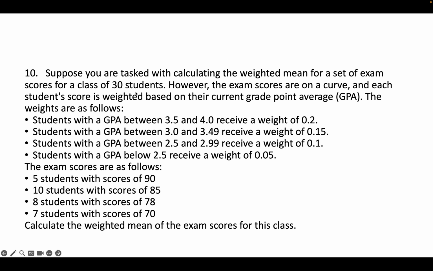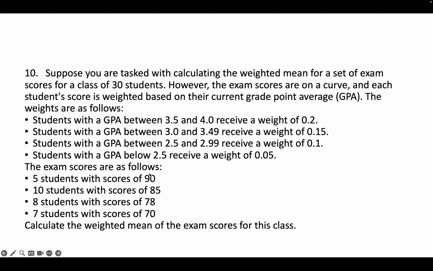Question number 10. Suppose you're tasked with calculating the weighted mean for a set of exam scores for a class of 30 students. However, the exam scores are on a curve and each student's score is weighted based on their grade point average, or GPA. The weights are as follows. Students with GPA between 3.5 and 4 receive a weight of 0.2. Students with GPA between 3 and 3.49 receive a weight of 0.15. Students with a GPA between 2.5 and 2.99 receive a weight of 0.1. Students with a GPA below 2.5 receive a weight of 0.05.